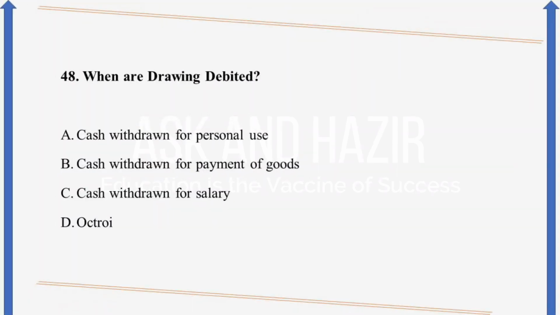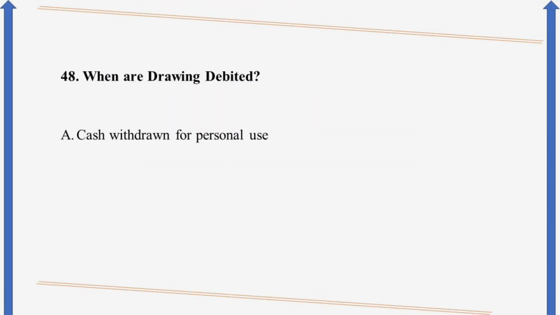48. When are drawings debited? Cash withdrawn for personal use. Cash withdrawn for payment of goods. Cash withdrawn for salary. Octroi. Answer, A. Cash withdrawn for personal use.